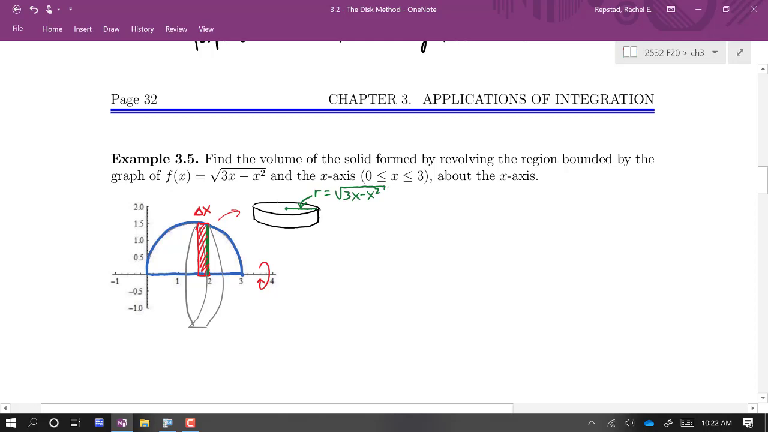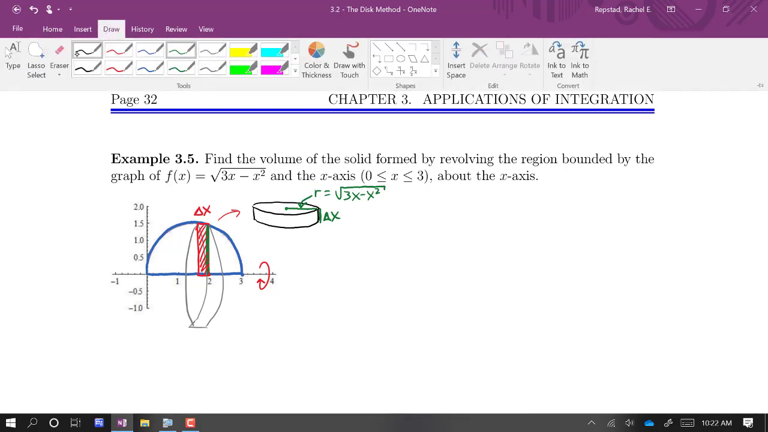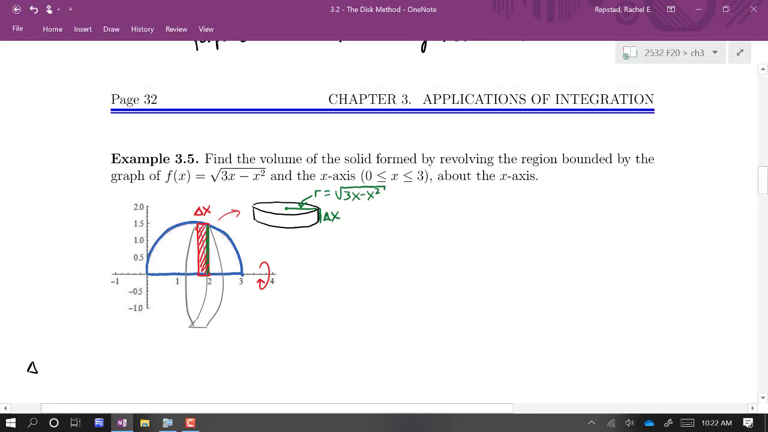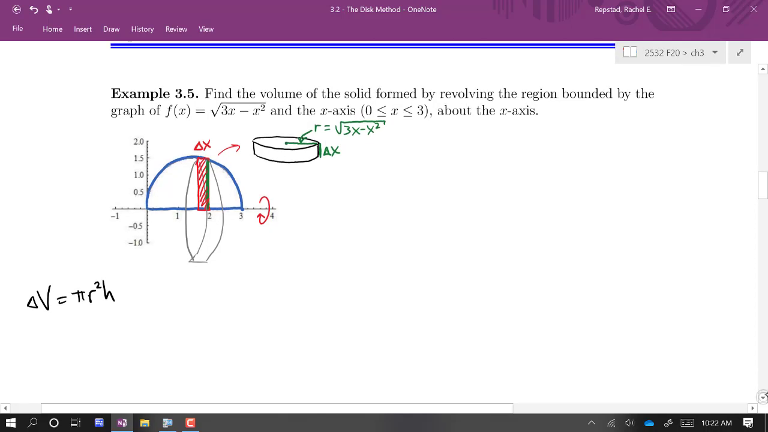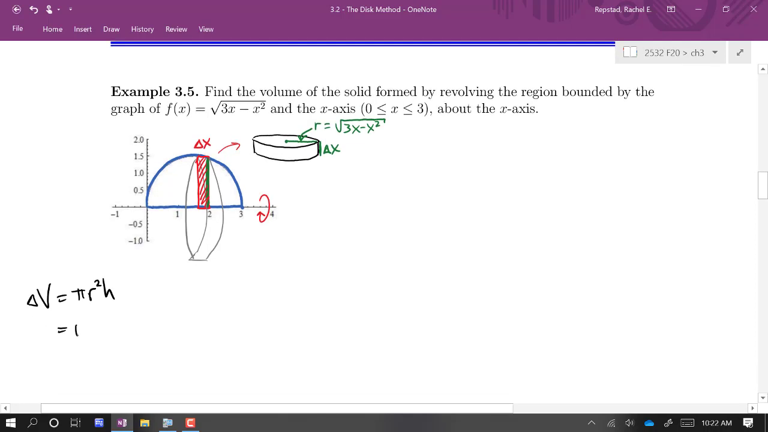Our height here is delta x. That comes from the width of the rectangle. So the delta V, the volume of this sample disk, is pi r squared h. I always start by writing that down. Pi r squared h. So this is pi times, I've got the square root of 3x minus x squared, squared, I have to square the radius, times h, which is delta x.